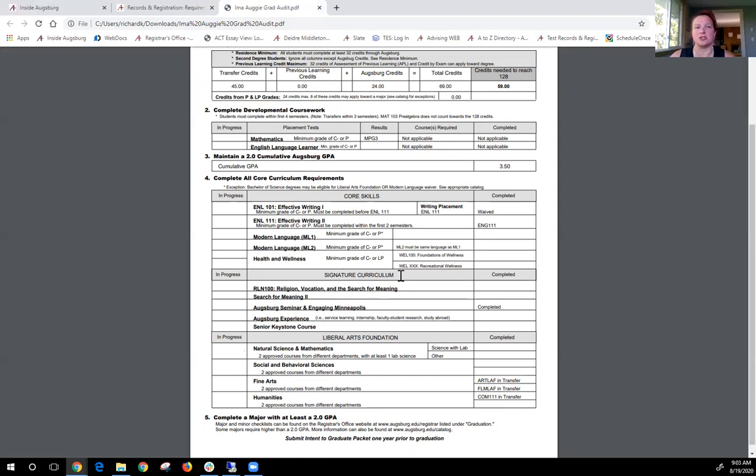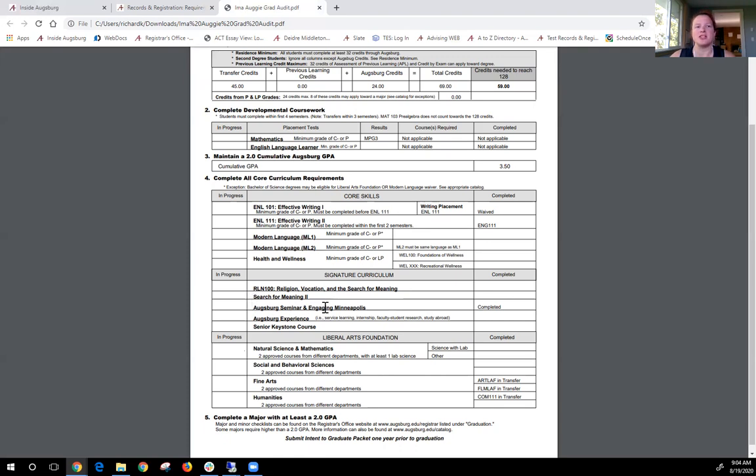Next, we have the signature curriculum. This is very specific to Augsburg, so you can't transfer these classes in. Everyone's required to take Religion 100, Religion, Vocation, and Search for Meaning 1. This course looks at your vocation. What am I here for, and what am I called to do? And then it also looks at different religions and their different perspectives. Search for Meaning 2 is another religion course, but more of a topics course that you find interesting. And I'll talk about how you can find these classes.